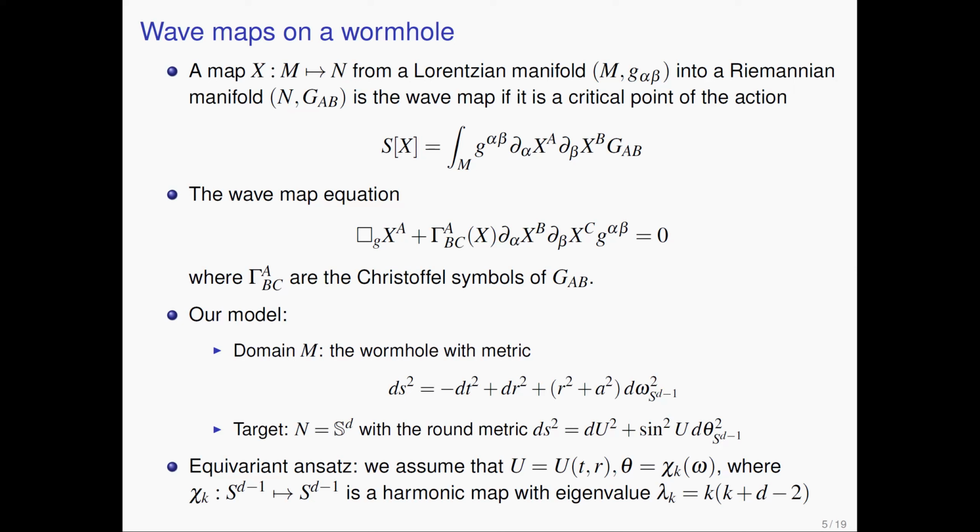And if you vary this action with respect to x, you get the wave map equation, or a system. It's a system of equations written here, where these capital gammas are Christoffel symbols of the metric on the target manifold N. Now, we impose some symmetry assumptions on this equation to simplify it.